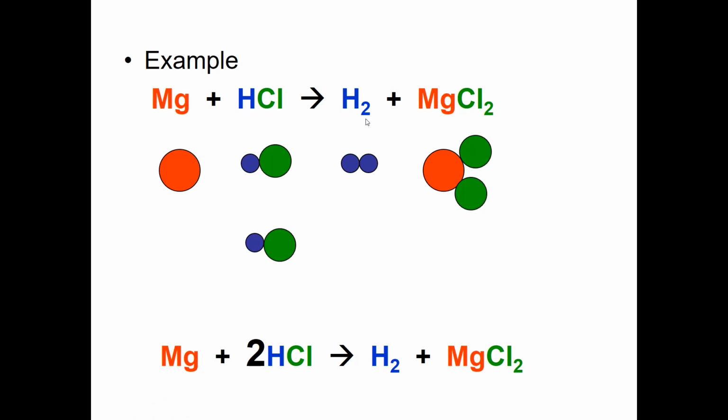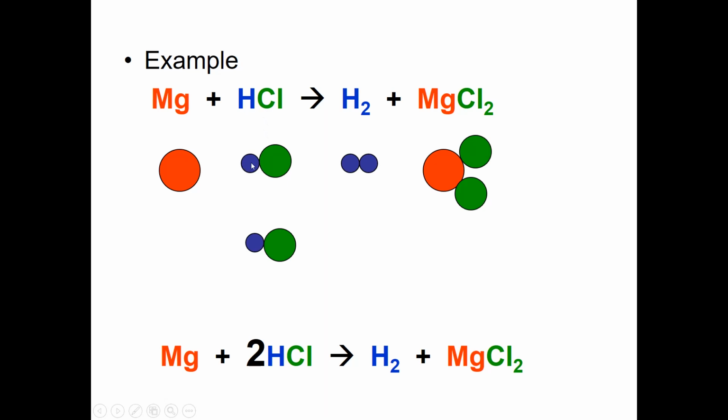So you can tell from this example, the magnesium, there's 1 on the left side, and on the right side there is also 1, so that's balanced. But with hydrogen, there's 1 on the left and there are 2 on the right side. So we have to balance that. And the only way we can balance that is to put a 2 in front of HCl. And that means we have 2 hydrochloric acid molecules.